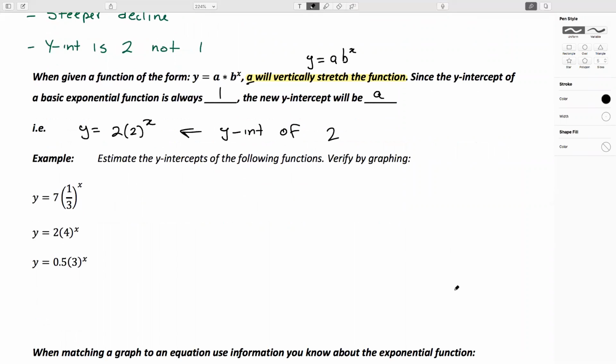So now let's estimate some y-intercepts. Verify the following by graphing. So 7 times 1/3 to the x should have a y-intercept of 1 times 7, which is 7. This one should have a y-intercept of 2, or 1 times 2. And this one should have a y-intercept of 0.5.